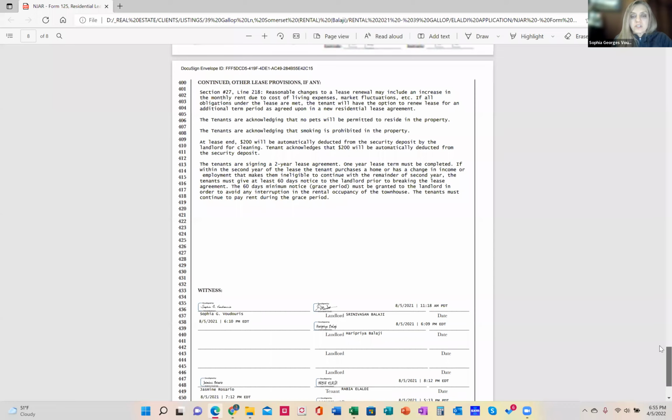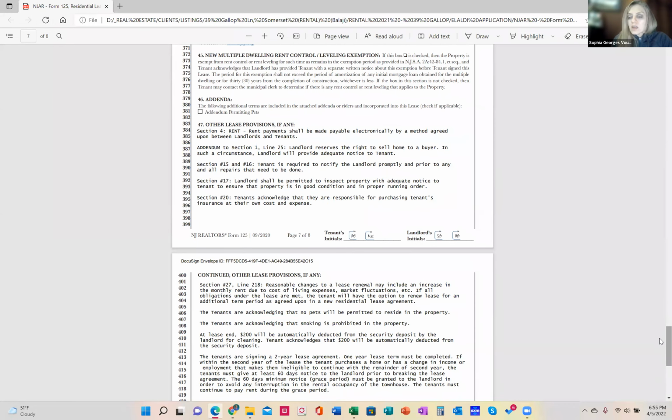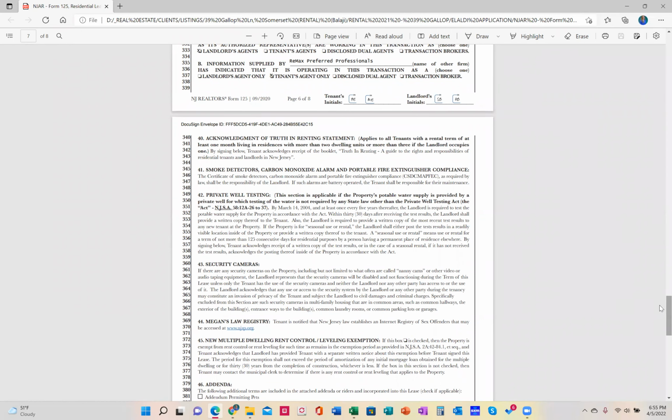Do you guys have any questions about this? No. It's pretty straightforward. Yeah, pretty simple. I have one question. Who pays HOA fees usually? Is it tenant or landlord? Okay, so HOA fees are paid by the landlord typically because that goes into the cost of the home.